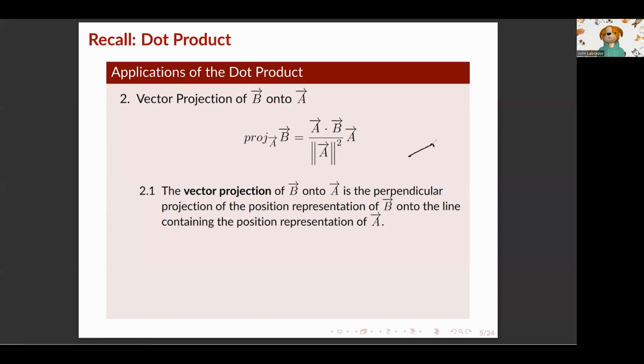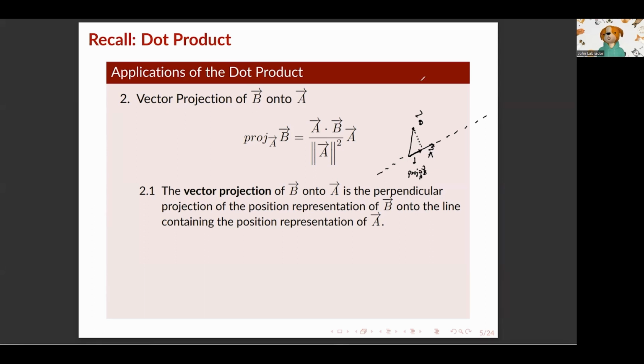Let's say we have vector A right here and the line which contains it. The vector projection of B onto A is just the shadow that vector B casts on the line where the vector A sits. So this one right here is the vector projection of B onto A.